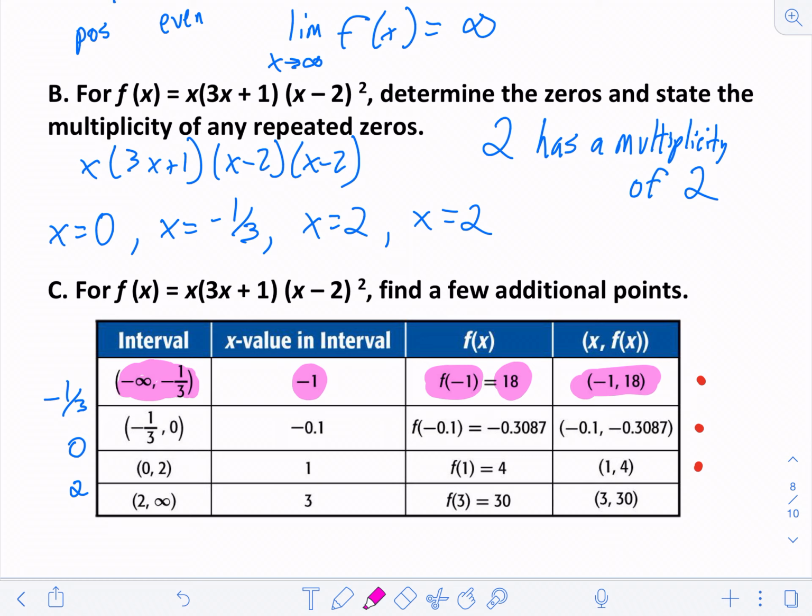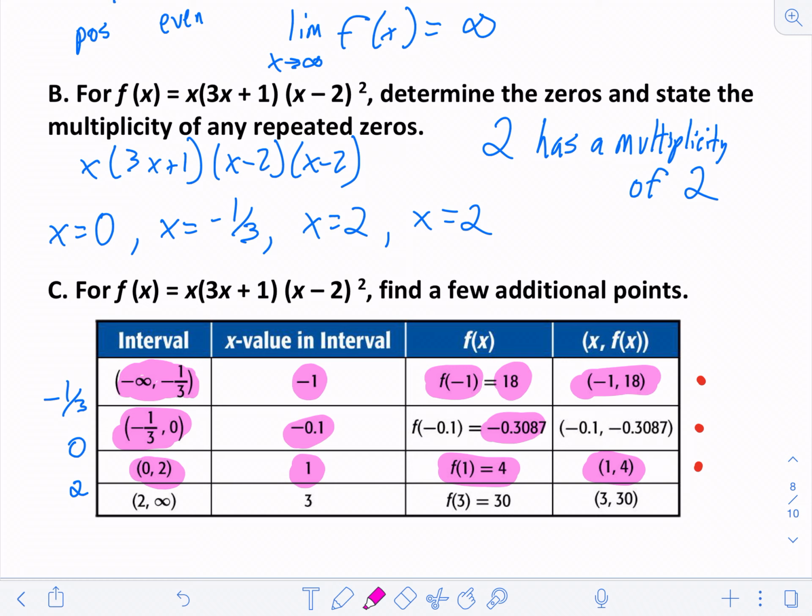And what's a number between negative 1/3 and 0? Let's try negative 0.1. I plug that into my calculator and I get negative 0.3. Then what's a good number between 0 and 2? Let's try 1. If I plug in 1, I get 4. So 1, 4 is a point. Now I've got these 3 points, and I marked them with red dots over on the side there.